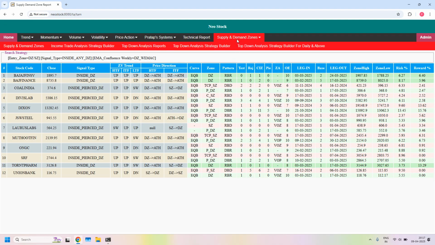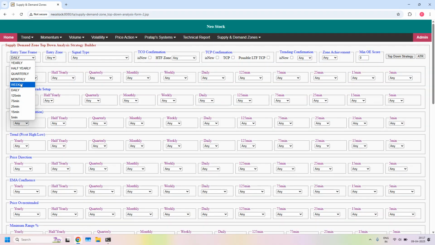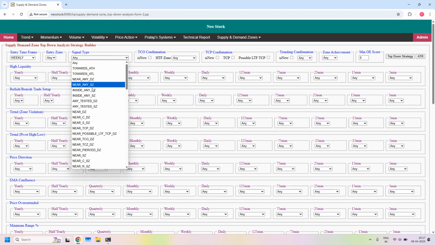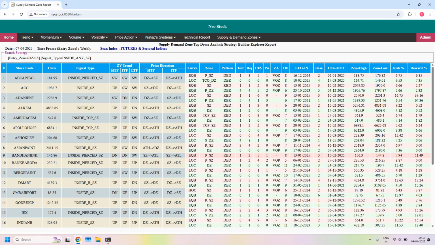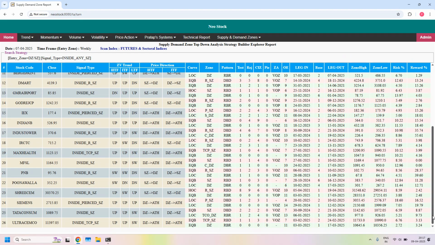Next, weekly time frame. Price closed inside the weekly supply zone. First 16 stocks in the list. Scrolling the list down. So total 26 stocks are filtered.